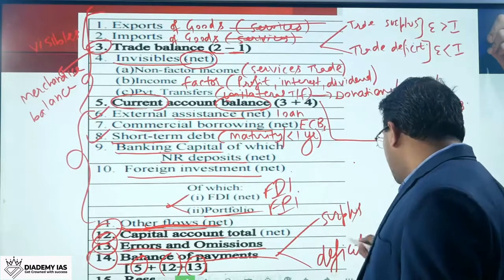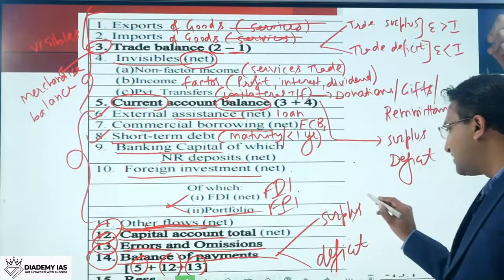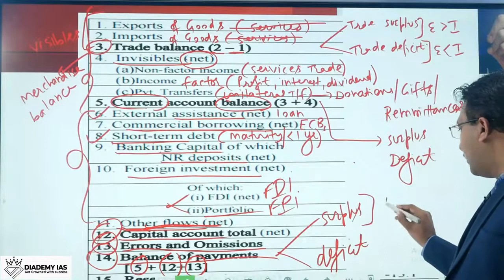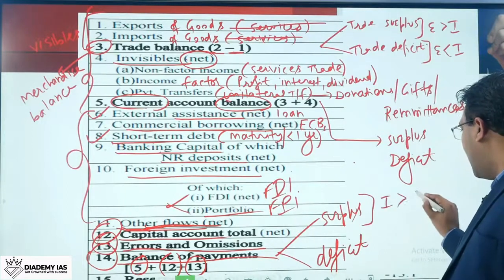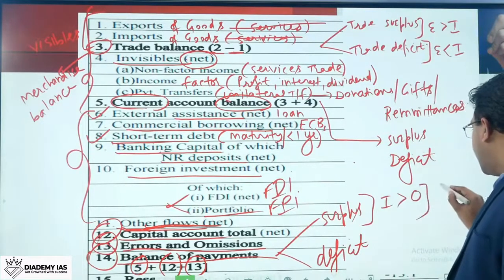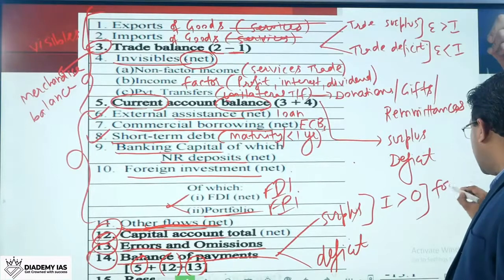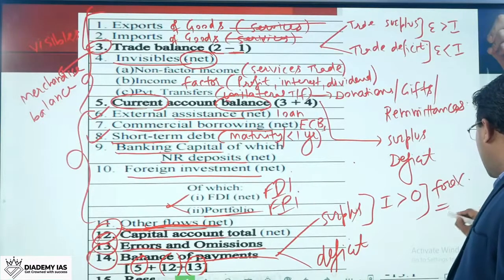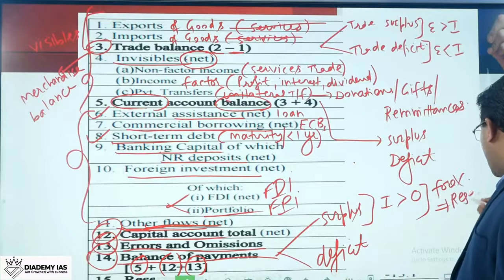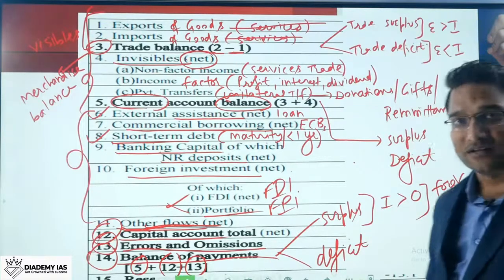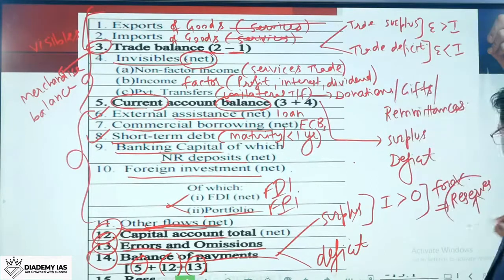So if this balance of payment is surplus, that means our inflow is more than outflow. That means we have received foreign exchange into India. That means our reserves will increase, right? So can you see, if there is balance of payment surplus, it will lead to an increase in the reserve.